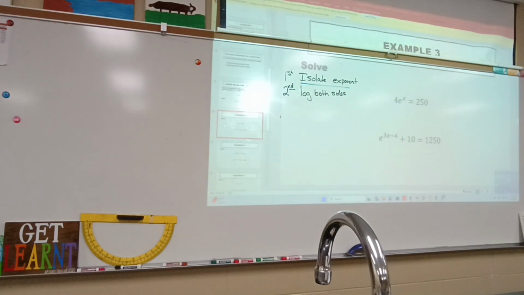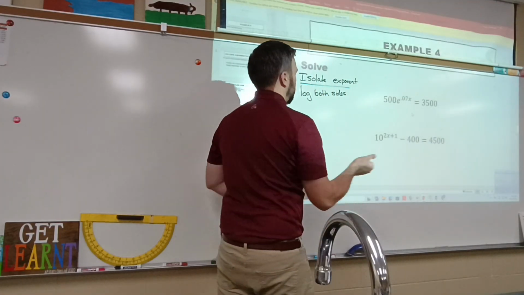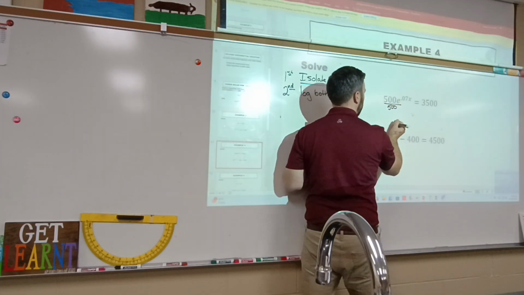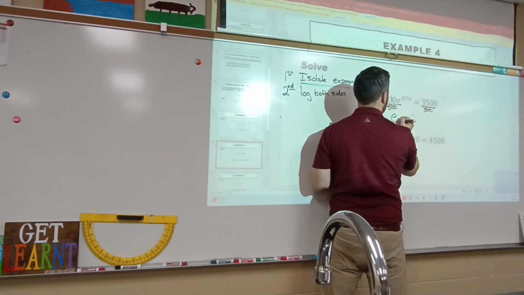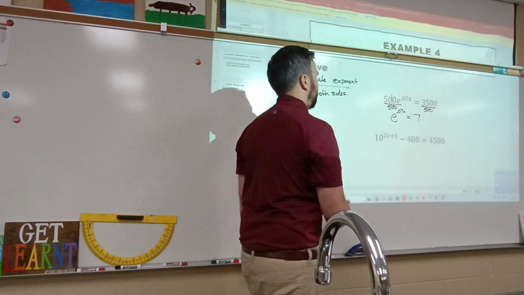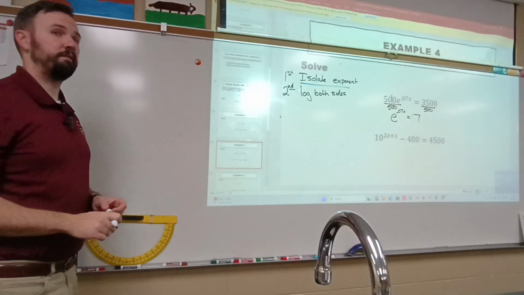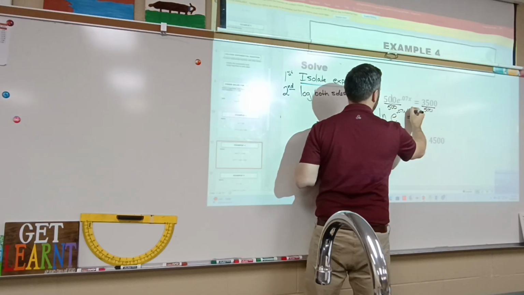All right, let's take a look at more examples of this. Let's do more examples. This is important stuff. We're going to do a lot of examples of this. What do I need to do first? Divide by the 500, right? Get the e by itself. Right? Y'all see that first step. What do I do from there? Natural log. Luckily, natural log gets rid of e's.